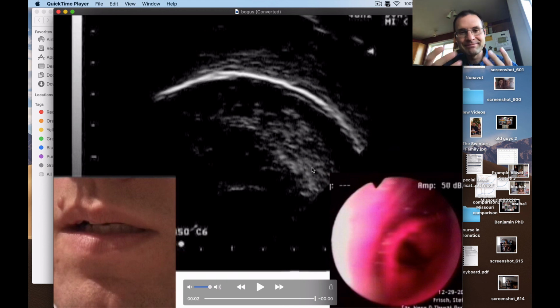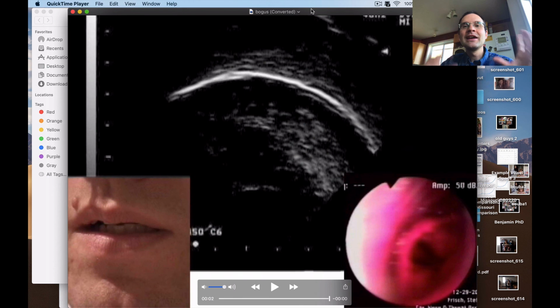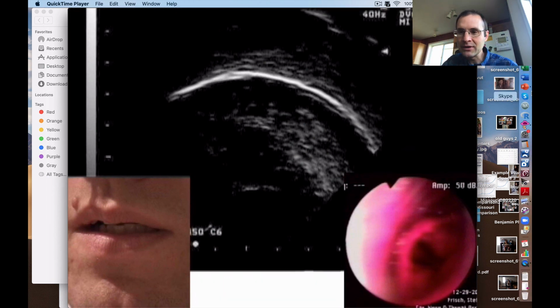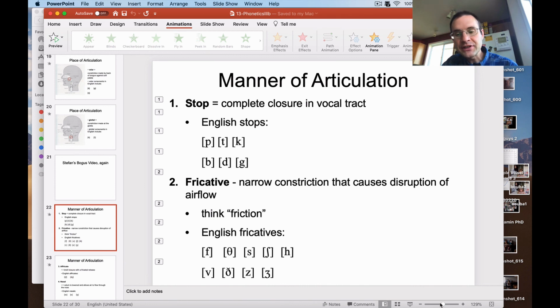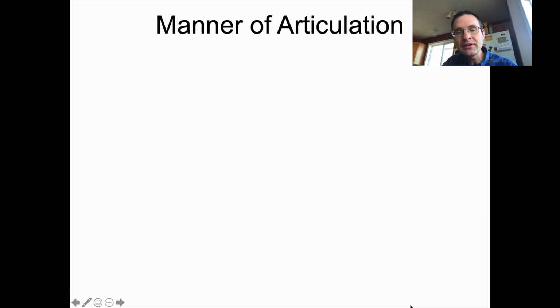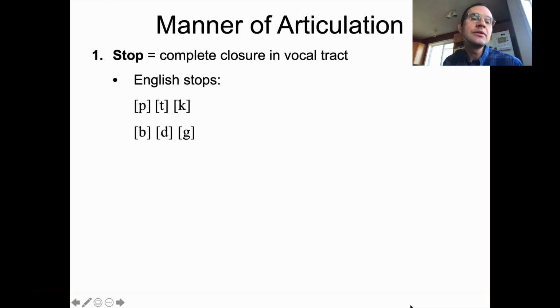So all these gestures of the articulatory mechanisms we use in speech, they have to be tightly timed with respect to one another. It takes a while to learn that. The other thing you have to consider when you are articulating sounds in English is the manner of articulation you use. So I've talked about these in passing, but I'm going to make them explicit here.